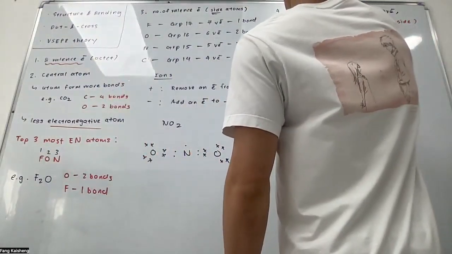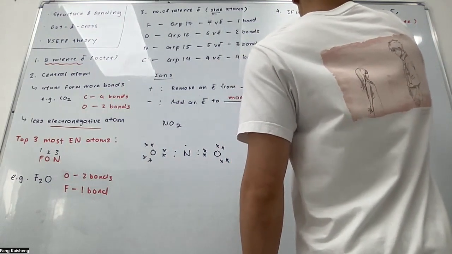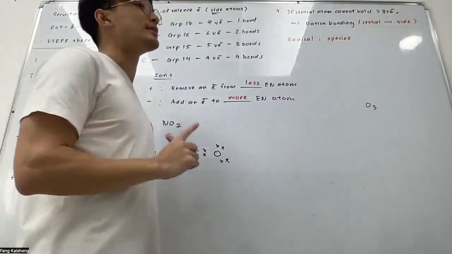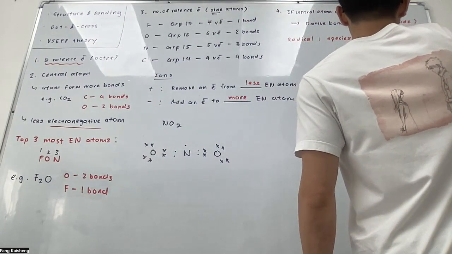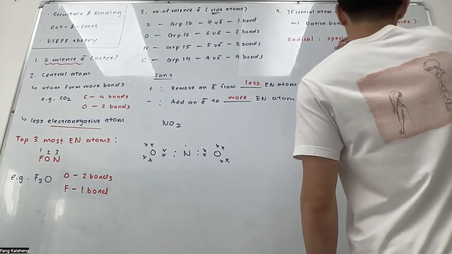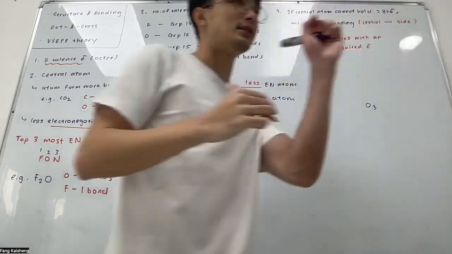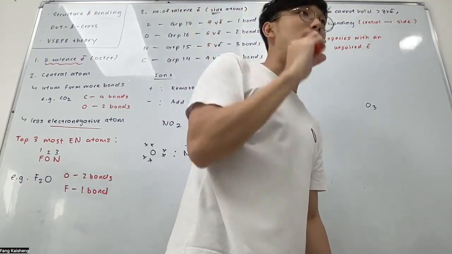We're going to introduce the idea of a radical. What on earth is a radical? I want to highlight the definition because the definition will be tested. A radical is a species with an unpaired electron. In other words, a radical is a species where you can have one singular electron without a partner.